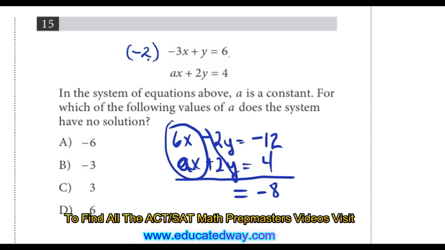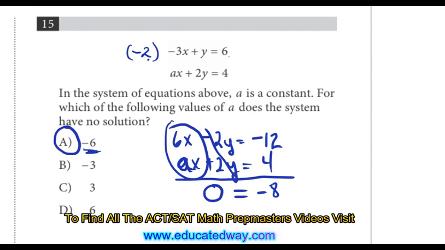So adding 6x to its additive reciprocal would be -6x. All right? That would be 6x minus 6x would cancel. 0 equals -8. Answer choice A.